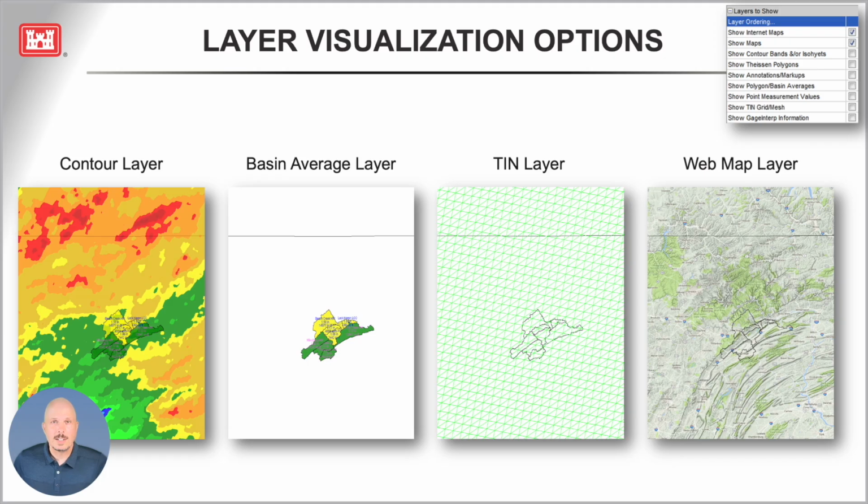A basin average layer can overlay the contour layer and share the same color scale for visualizing the range of the data. Adding some transparency to the color scale of the contour and basin average layers is especially helpful when turning on an internet map layer as the base layer. And when trying to inspect the spatial extents and resolution of a dataset, it's very handy to turn on the tin mesh layer or raster layer.